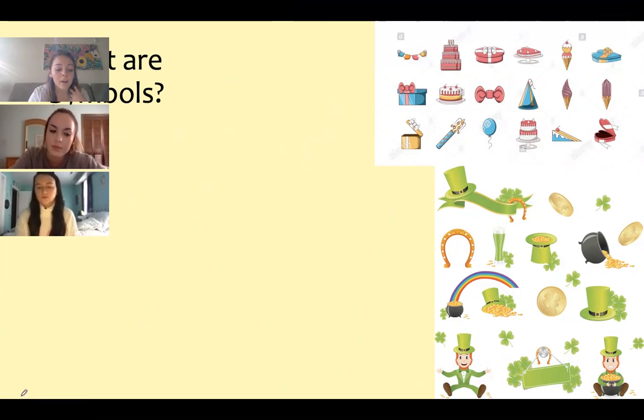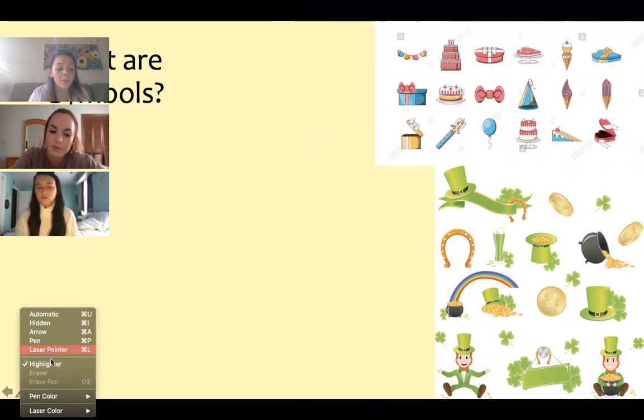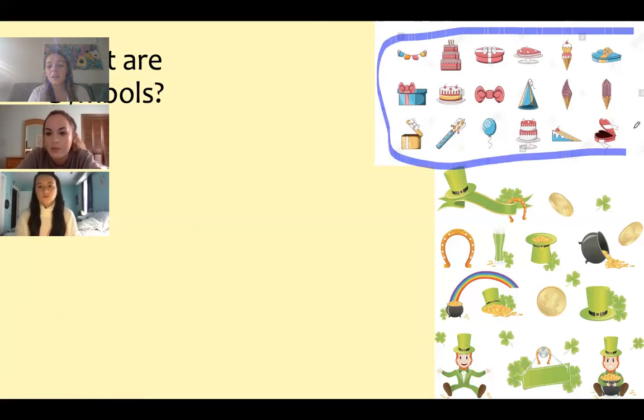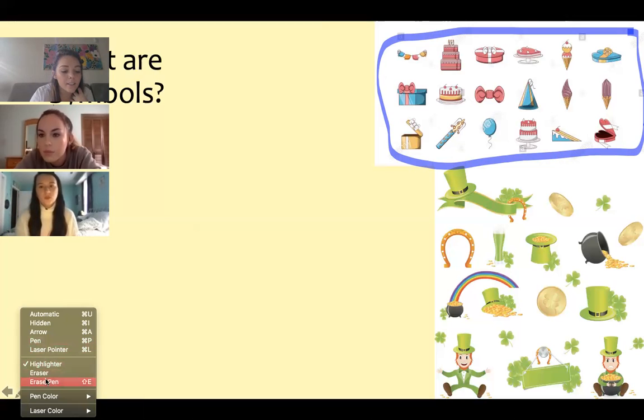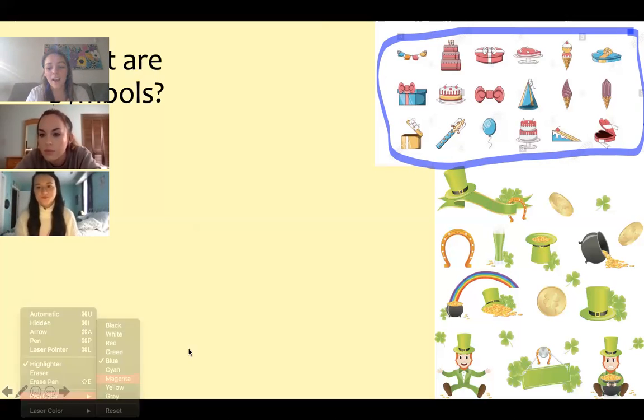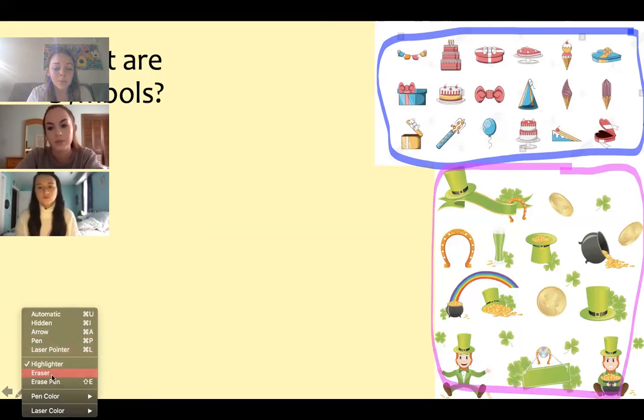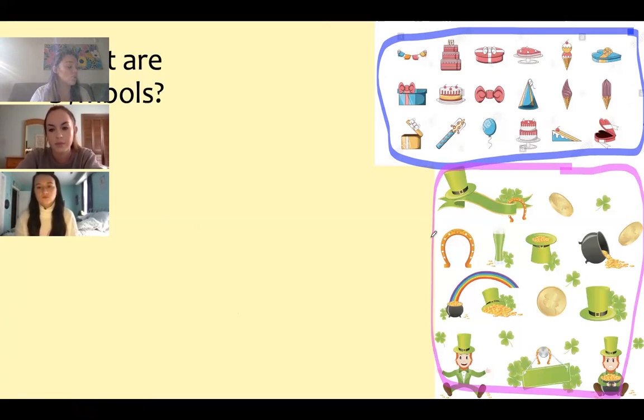So if I take my highlighter, which I know it's going to be yellow, and I circle these up here, what do you think that these symbols are representing? Yes, Emily. A birthday. A birthday. And what about these symbols down here? St. Patrick's Day. St. Patrick's Day, exactly. So when you have a group of symbols, you know exactly what it's trying to say.